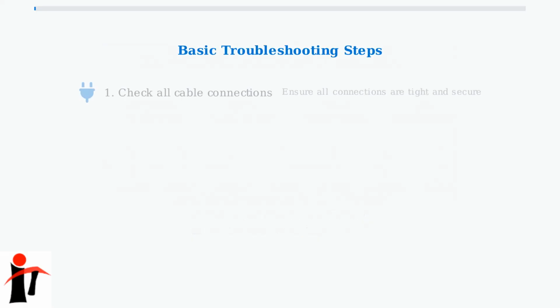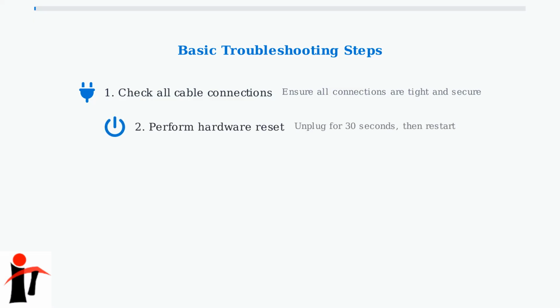Start troubleshooting by checking all cable connections to ensure they are secure. Look for loose connections at wall outlets, splitters, and the TV box input. Next, perform a hardware reset by unplugging the power cord for 30 seconds, checking cable connections again, then plugging back in and waiting 5 to 10 minutes for a full reboot.